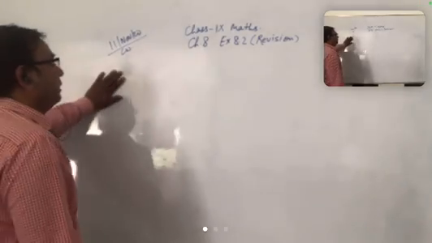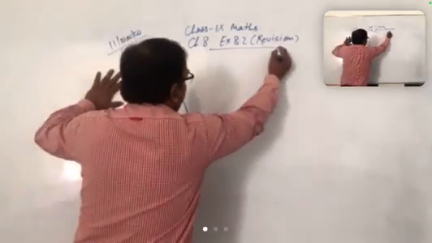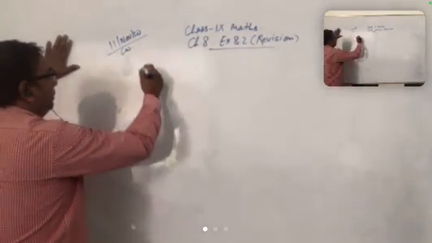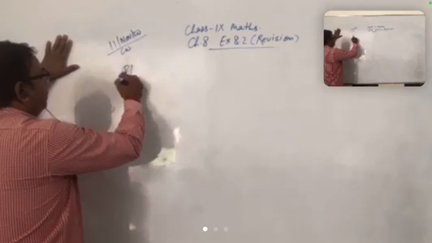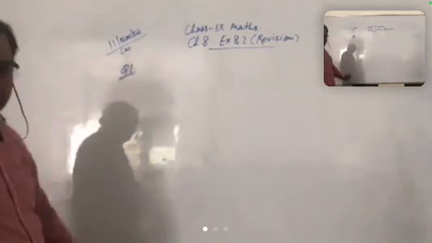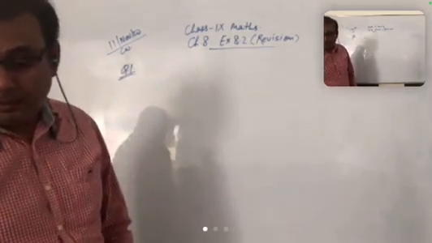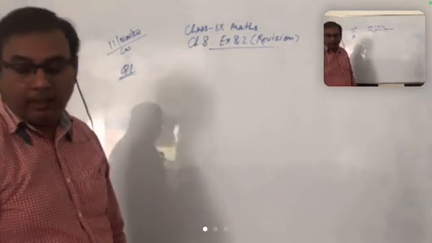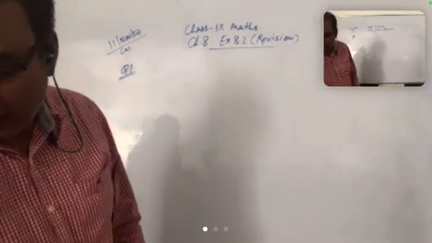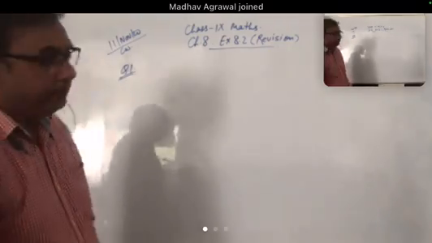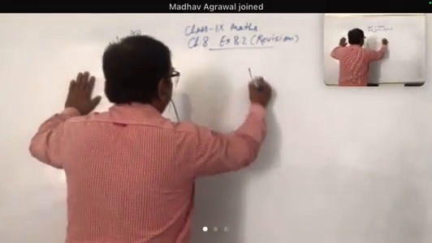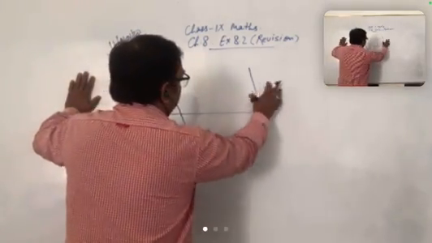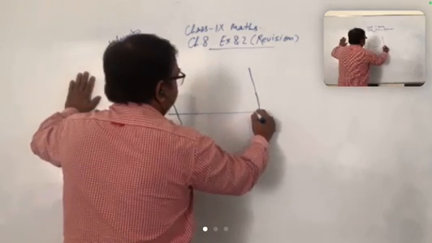Now start exercise 8.2, this is the revision for exercise 8.2. Let us start with question number 1. ABCD is a quadrilateral and P, Q, R, S are the midpoints of the sides AB, BC, CD and DA. Means there is a quadrilateral, it can be any quadrilateral.